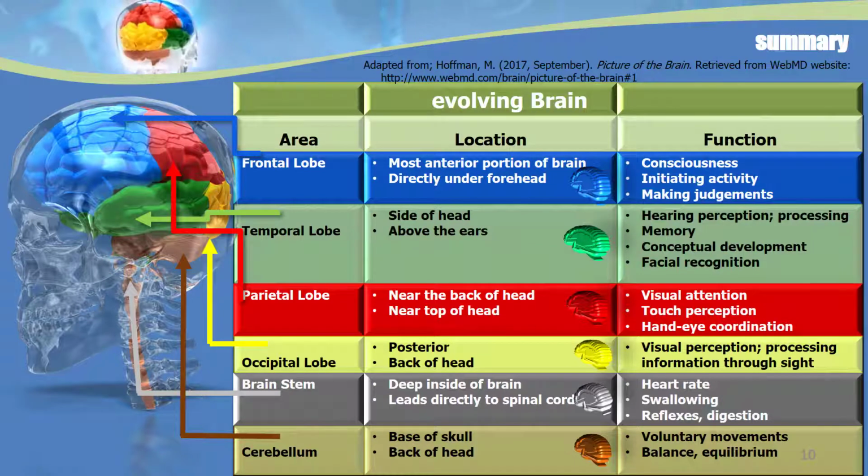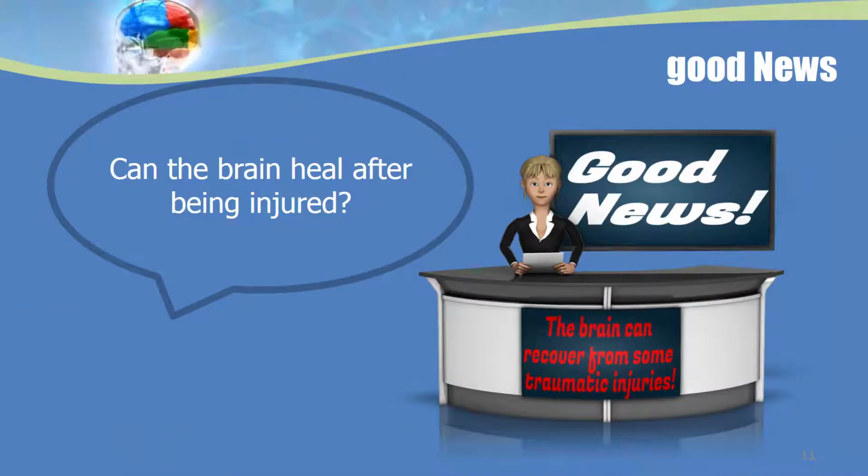The brainstem is responsible for heart rate, swallowing, and reflexes like digestion. Damage to this area would potentially render a person unable to regulate heart rate, unable to swallow, or unable to digest food. The cerebellum is responsible for voluntary movements, balance, equilibrium. Damage to this area would potentially render a person unable to stand, walk, or get out of bed without assistance.